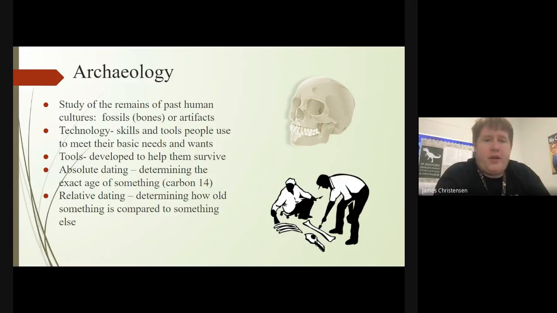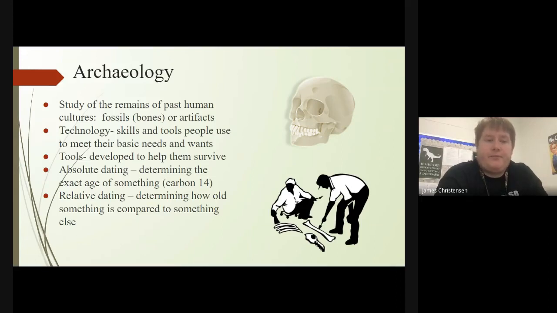Another big part of anthropology and history is archaeology. This is a study of the remains of the past human cultures, whether that be looking at fossils or skeletal remains or artifacts. They also use the various pieces of technology or skills and tools people use to meet their basic needs and wants, tools which are developed to help them survive, and they use two different types of dating. We have absolute dating, which is determining the exact age of something by testing for something called carbon-14. Now, carbon-14 is an element that is found in all bones, and the less carbon-14 in a bone, the older it is.